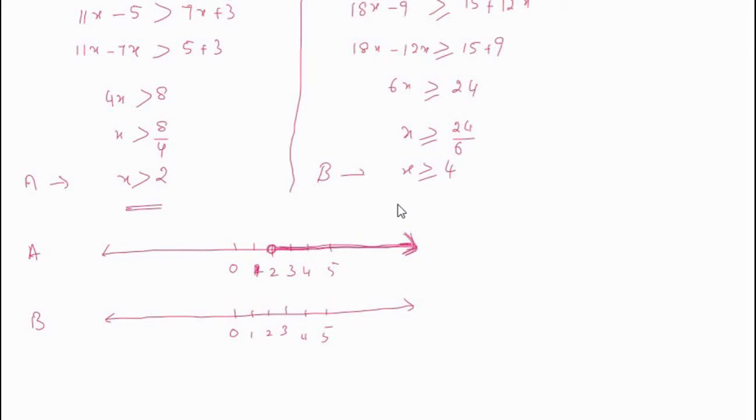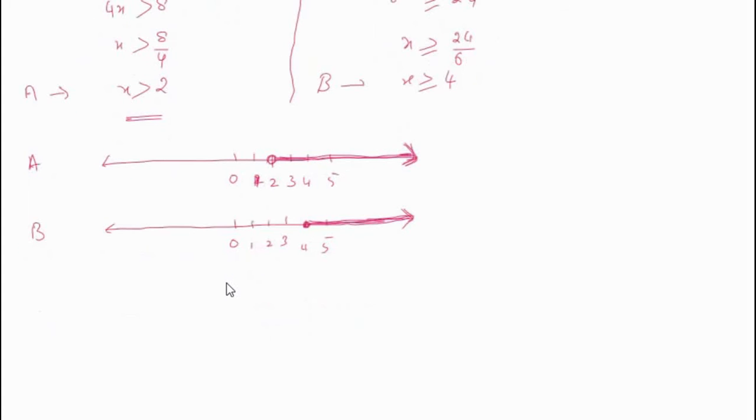Now let us represent the other one, x greater than or equal to 4. So it says equal to also, so we have to mark a thick line. So this is included, and also all the numbers to the right of this. So this is how we represent the solution for the linear inequation B on the number line.